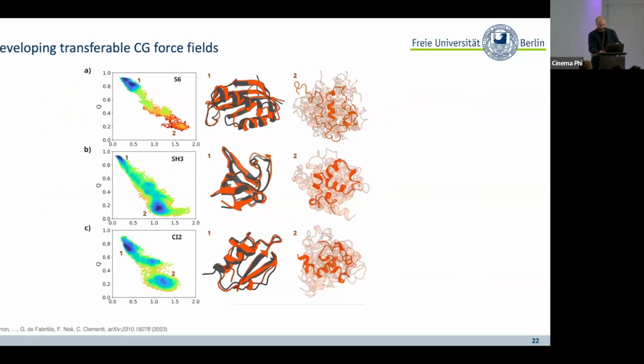This is another result where we are simulating proteins between 80 and 100 residues, so much bigger compared to everything we had in the training dataset. And as you can see, we are still able to recover the folded state, but also to explore some metastable states outside of the folded state.